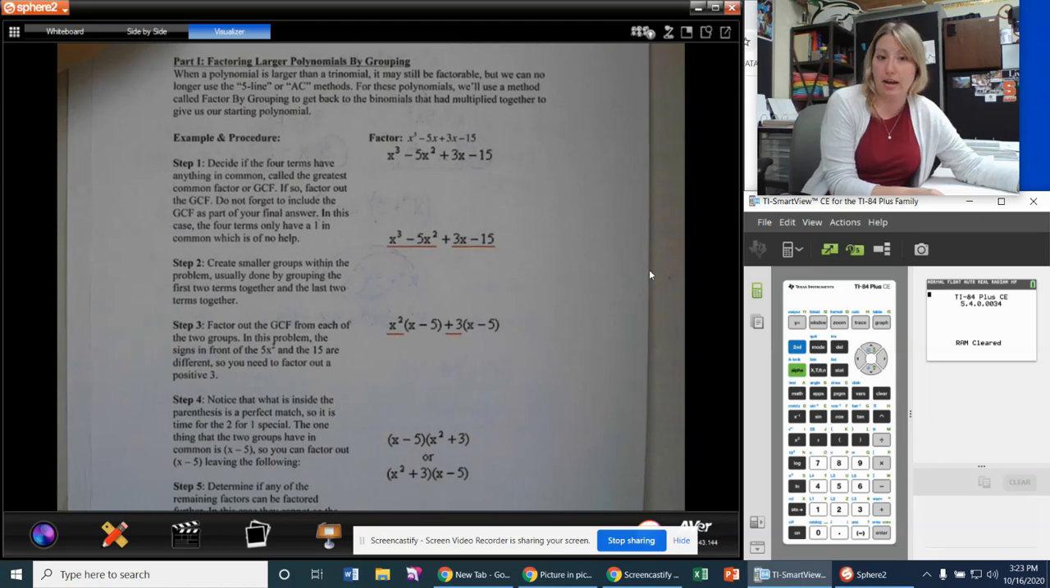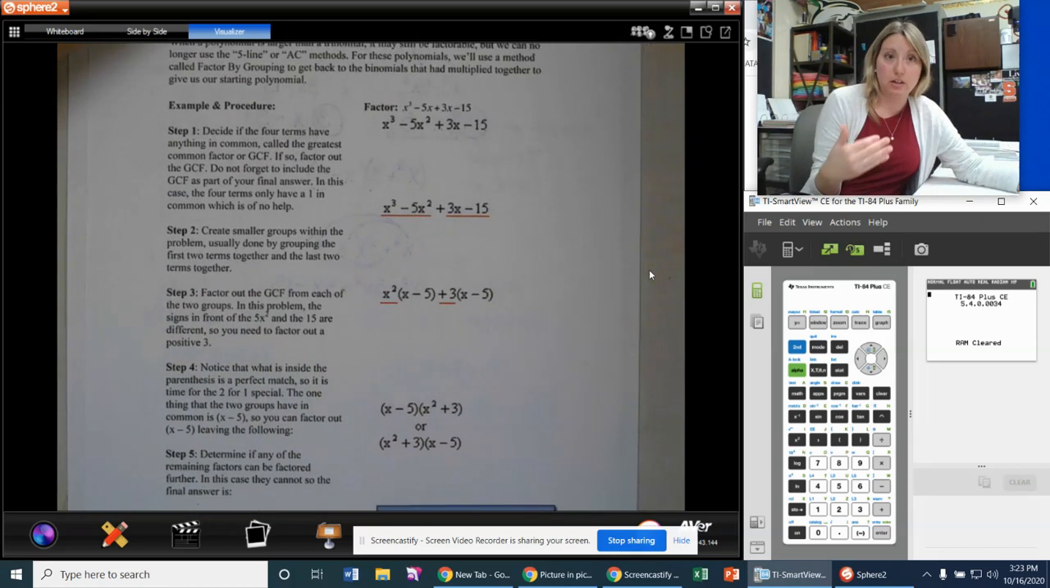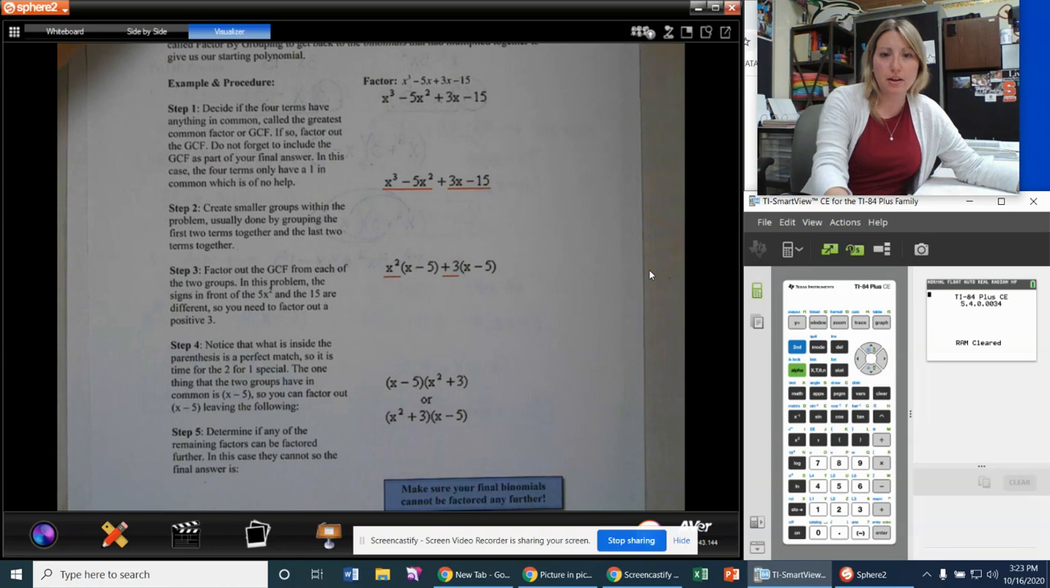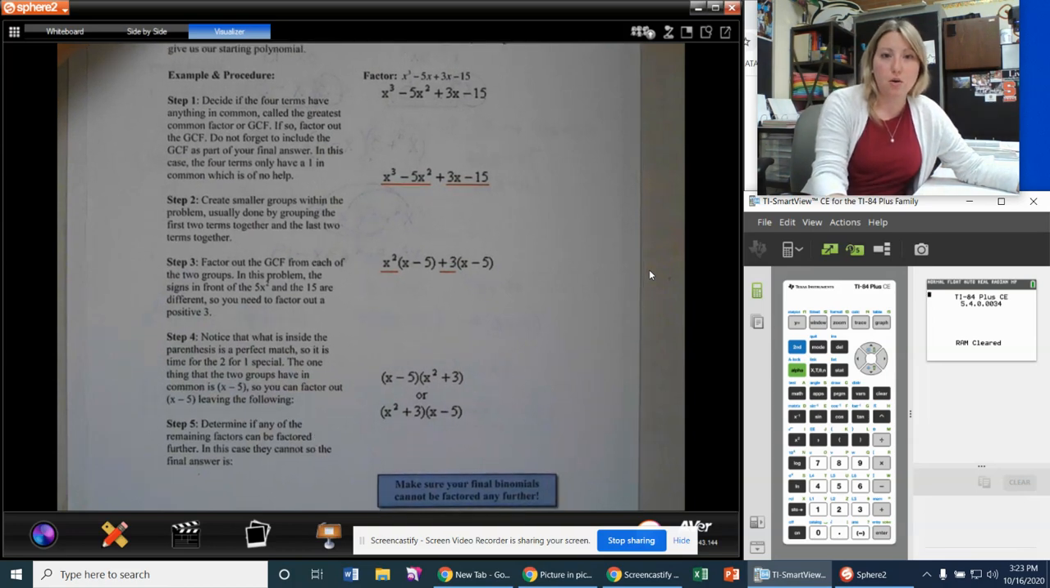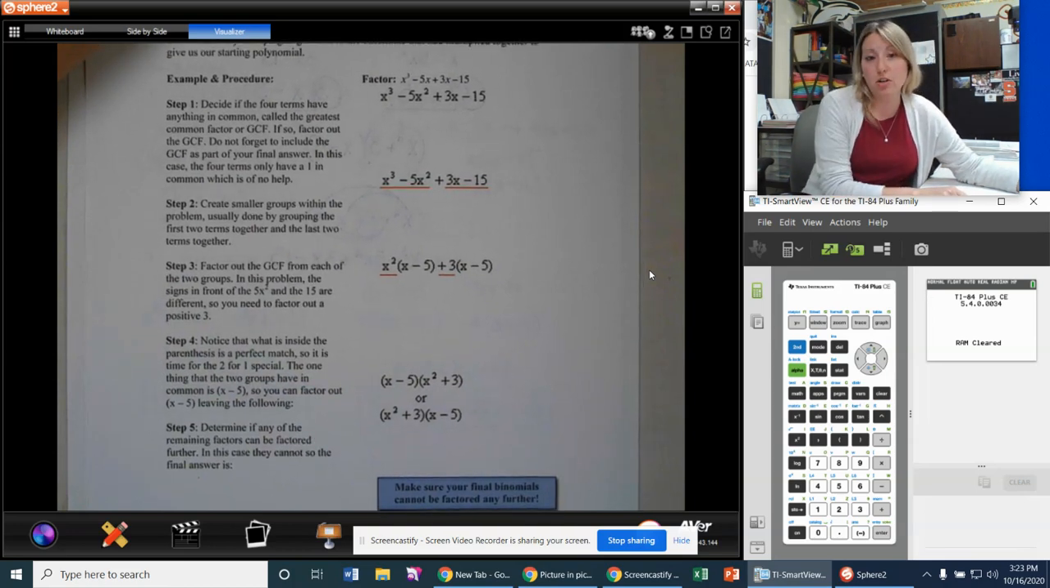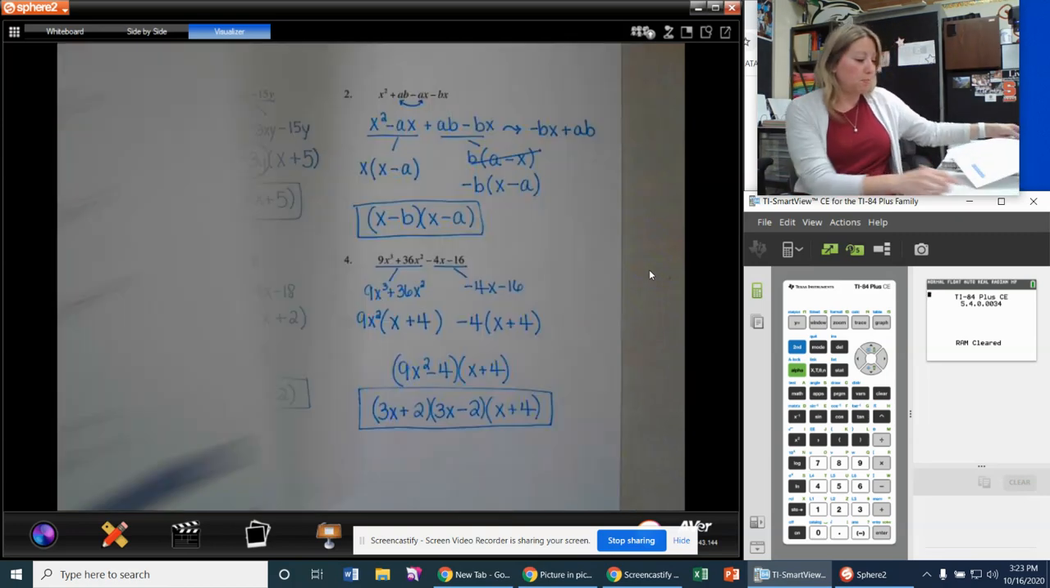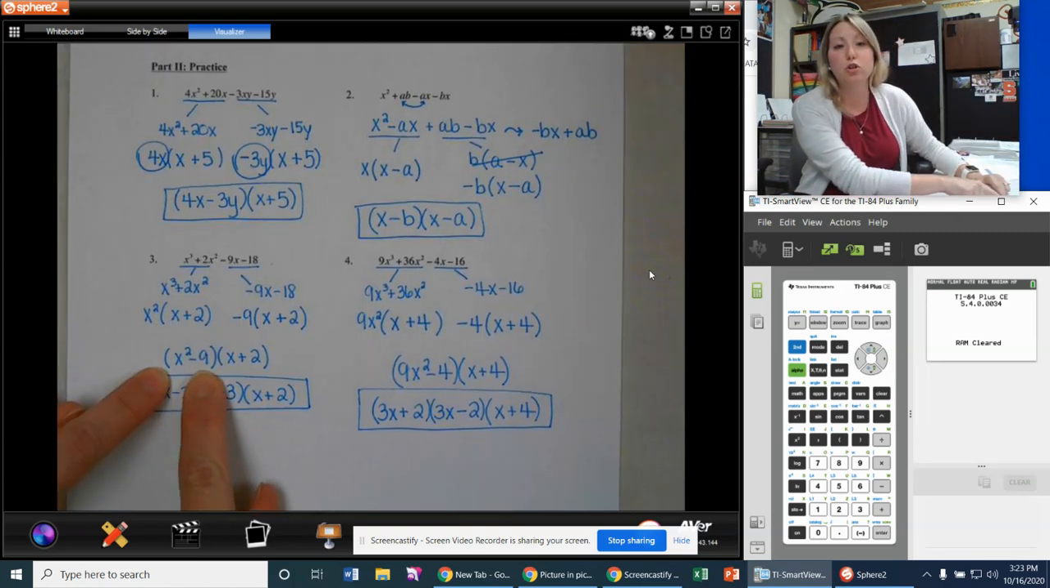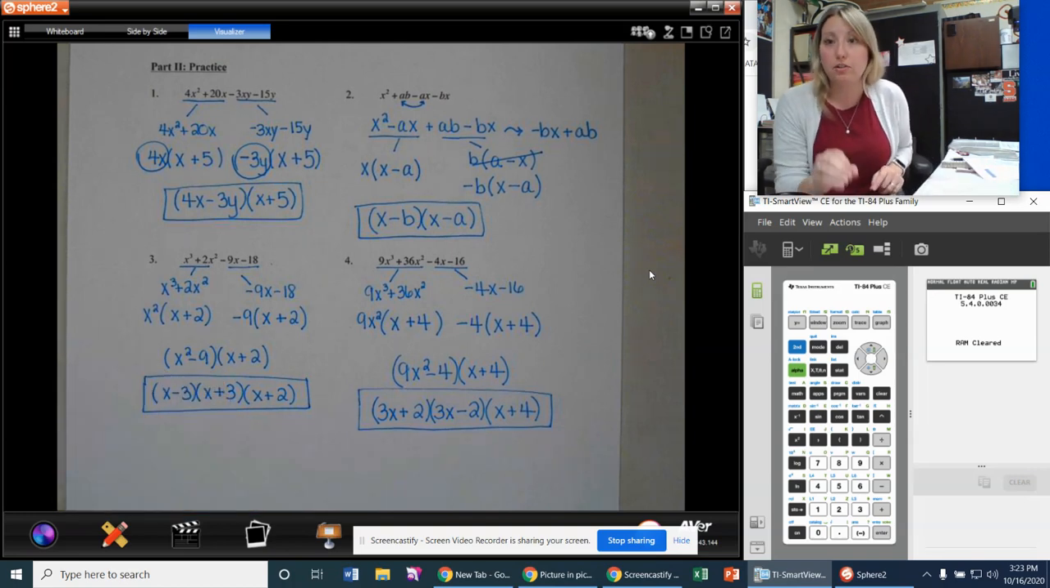You can always just go back and see exactly what I was saying each step along the way to get those particular answers. And again, I do make sure down here to state, make sure your final binomials can't factor any further. So that's what I mean by if you run into a difference of two perfect squares, make sure you're factoring that out.